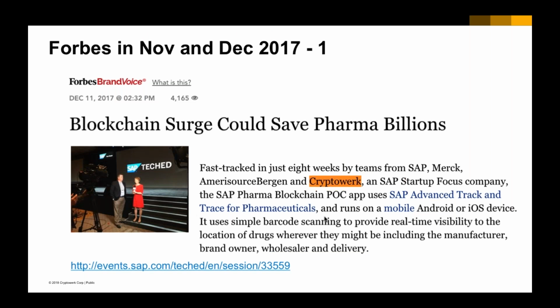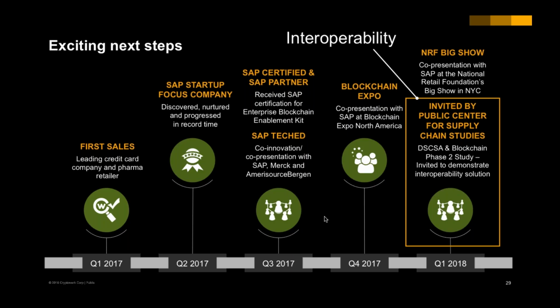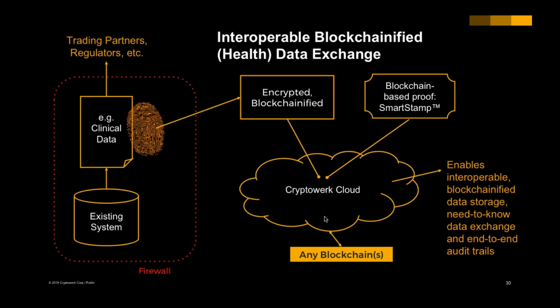Some of that translated, as you can see here by Forbes, in billions of future savings. And the result was that when Merck and AmerisourceBergen saw this and the industry started becoming aware of these solutions, to tell our story a little bit here, we were invited to talk about interoperability by the non-profit Center for Supply Chain Studies that is sponsored by the top 50 pharma companies here in the US.